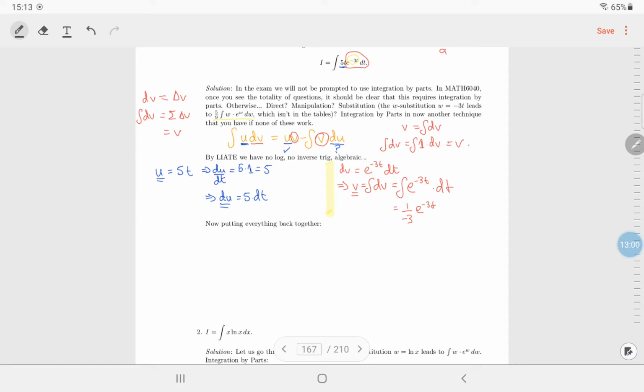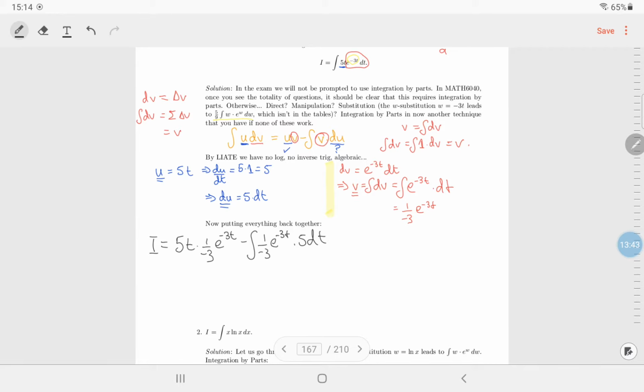So look at the orange formula. That's our I above. So I, the orange formula, is equal to u. What's u? Well, we chose u to be 5t. What's v? Well, once we chose u, we had no choice for dv, and from dv we anti-differentiated to find v is 1 over minus 3 e to the minus 3t. Minus the antiderivative. So now we want to put in the v again there, 1 over minus 3 e to the minus 3t. And what about du? Well, from our choice of u, we found du was 5 dt.